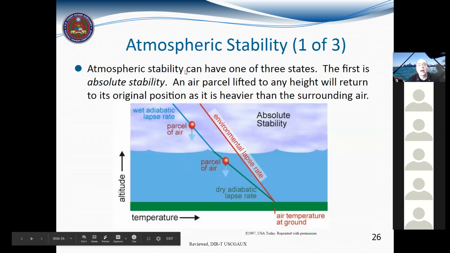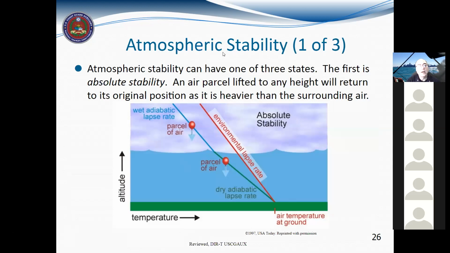Good. Atmospheric stability. Let's talk about what makes the atmosphere stable or unstable. Atmospheric stability can have one of three states. The first is absolute stability. An air parcel lifted to any height, if it has stability, will simply return down to its original position as it is heavier than the surrounding air. You can see here it's below the environmental lapse rate. So as it rises and gets up here, it says, I want to go back home again, so it goes right back down again.